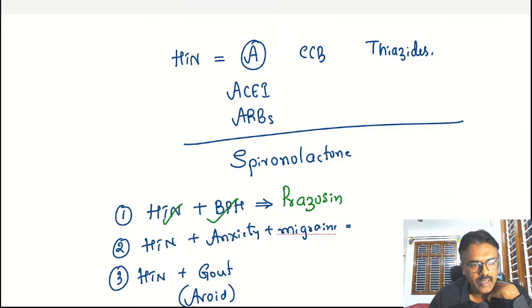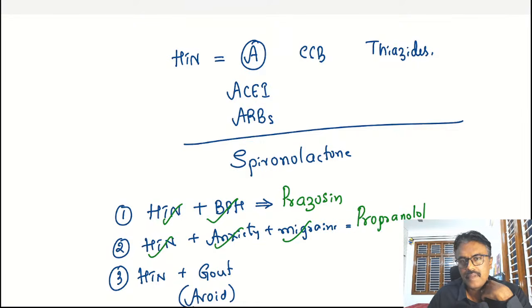Tamsulosin will not work on hypertension, so I will prefer prazosin. For hypertension with anxiety and migraine, I can use a beta blocker. So beta blockers will take care of it.